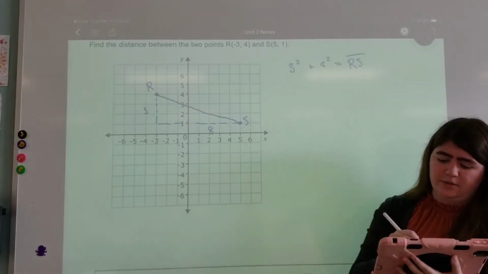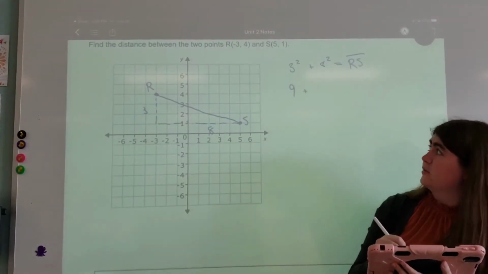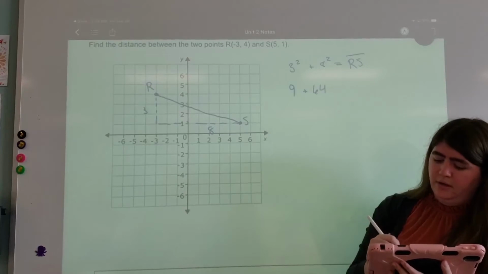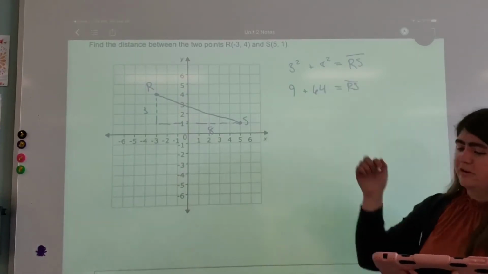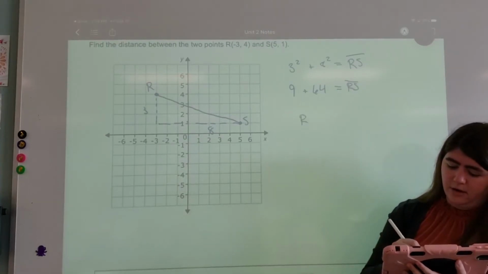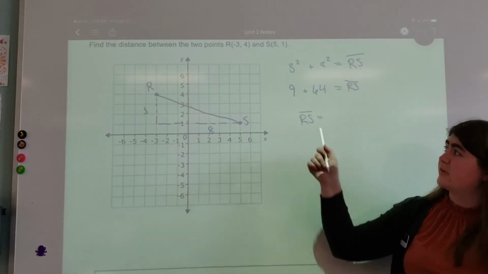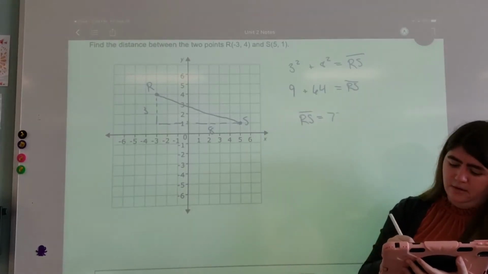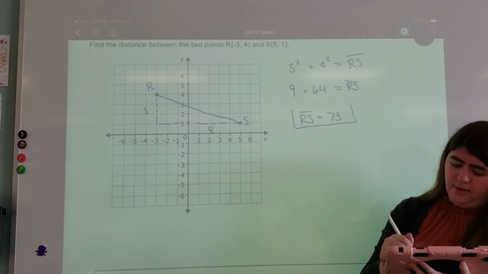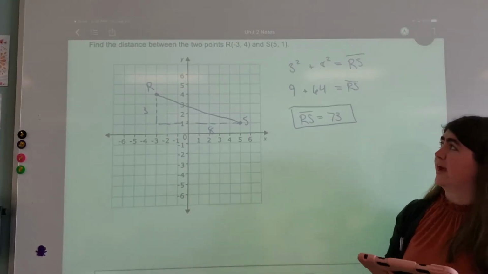3 squared is equal to 9. 8 squared is equal to 64. And we still don't know what RS is, but when we add those two things together, it will give me my length. So I have RS is equal to 64 plus 9 is equal to 73. And that would be units. We don't have a given unit for that.